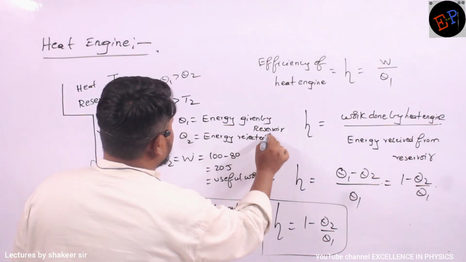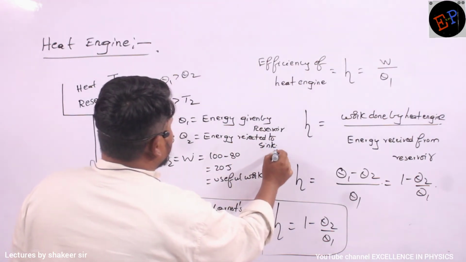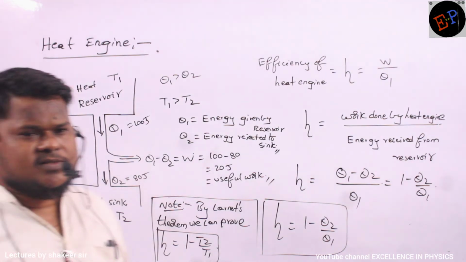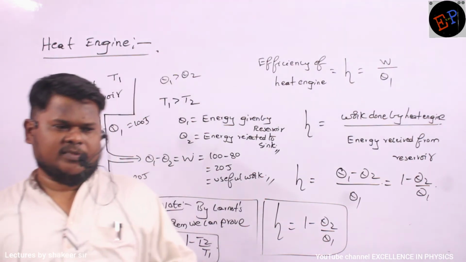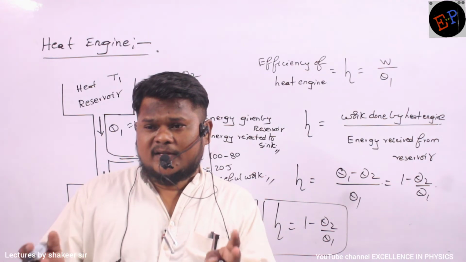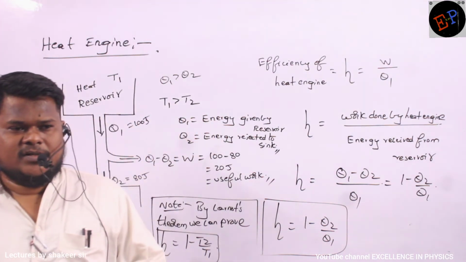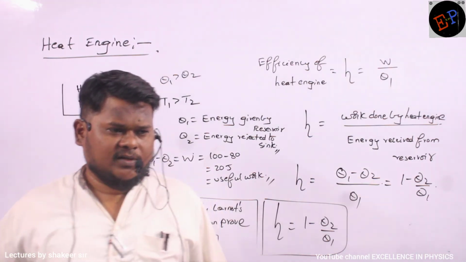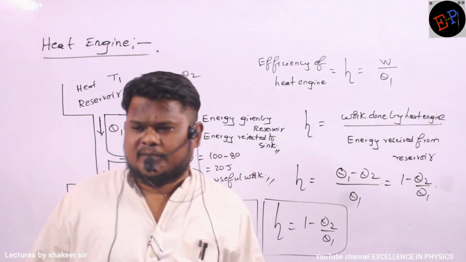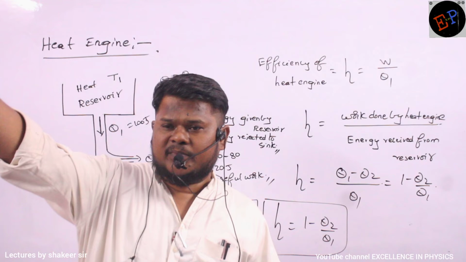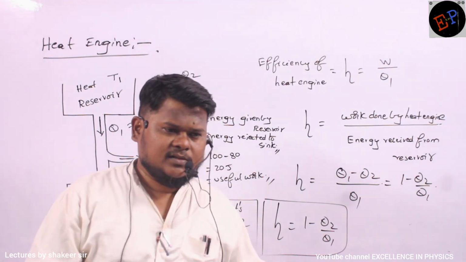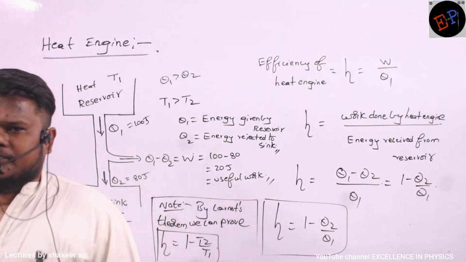Energy rejected to sink. Have you understood the bike and atmosphere example? No? The bike is a heat engine. The tank of the bike is the reservoir. The atmosphere is the sink. Finally, heat energy is given to the atmosphere only, so the atmosphere is a sink. The reservoir will always be at a higher temperature. The sink will always be at a lower temperature. Is it clear? That's it.